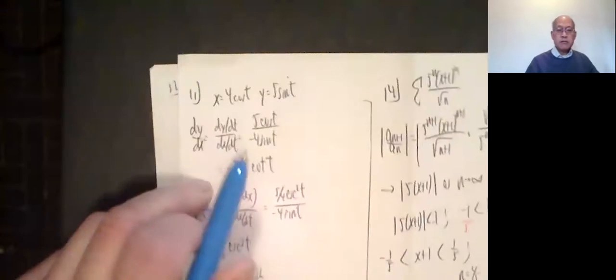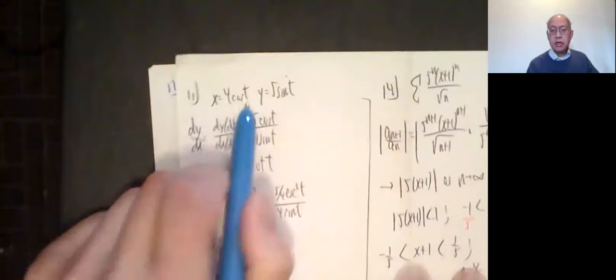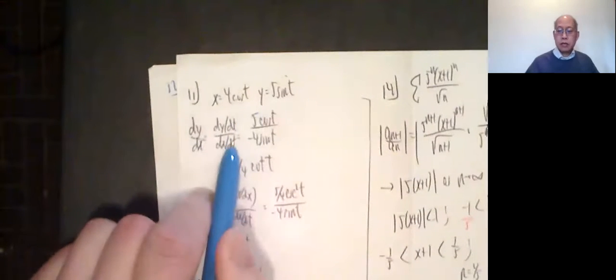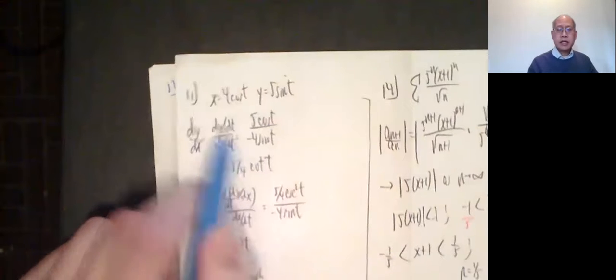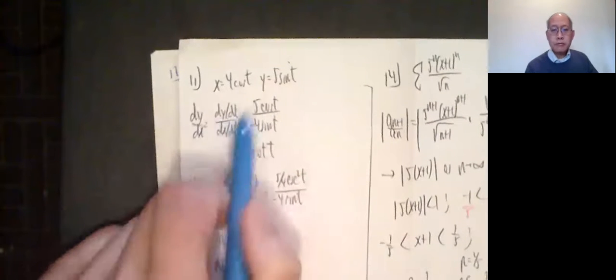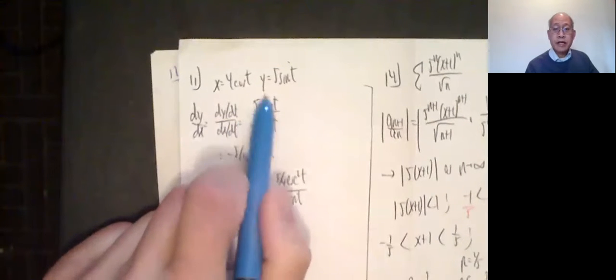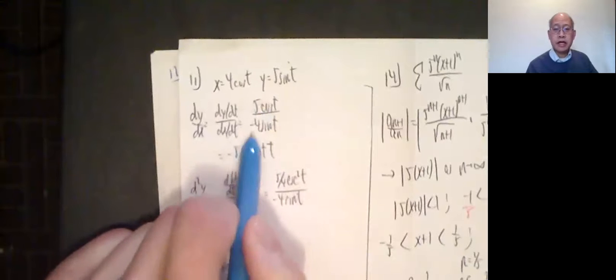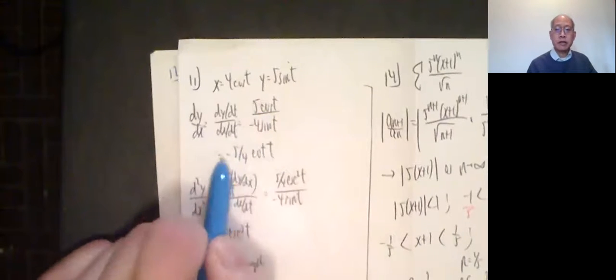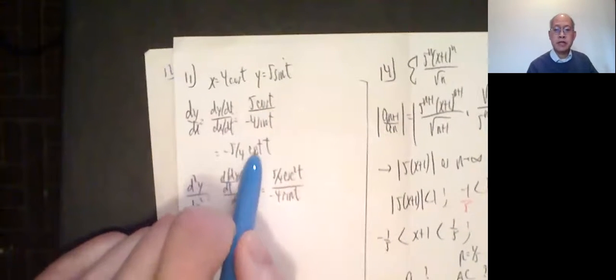Okay, 11. X is 4 cosine t, y is 5 sine t. So dy dx is dy dt over dx dt. So dy dt is 5 cosine t. dx dt is negative 4 sine t. That comes out to be negative 5/4 cotangent t.